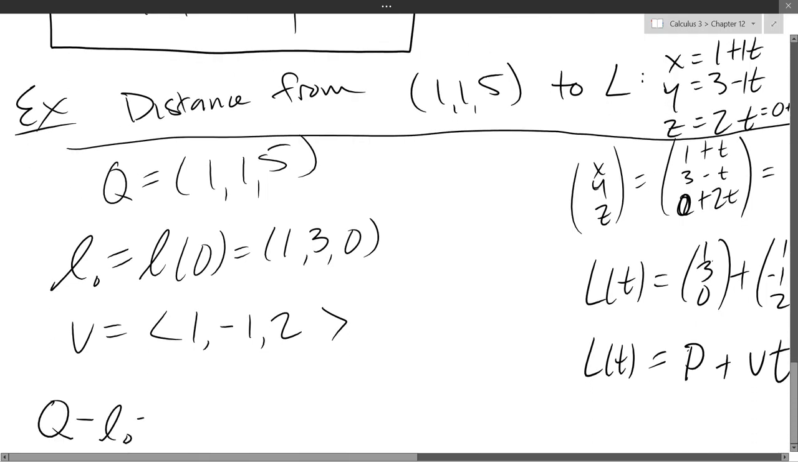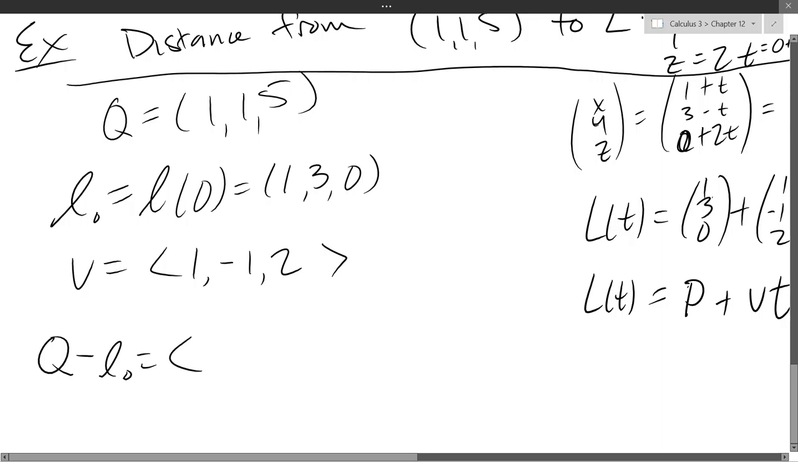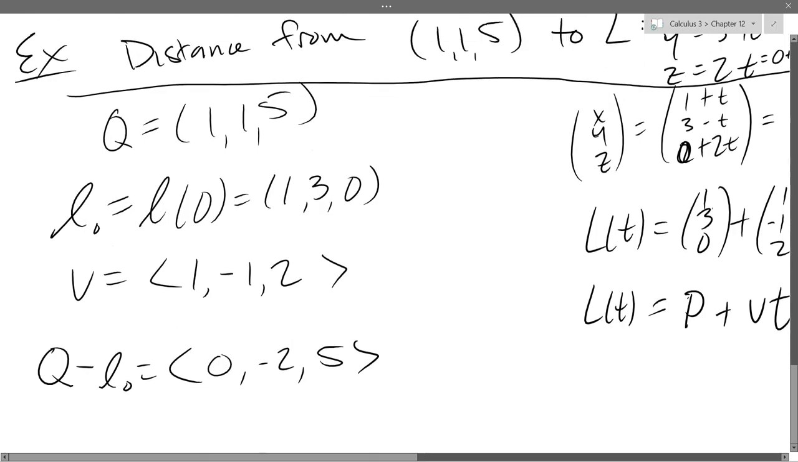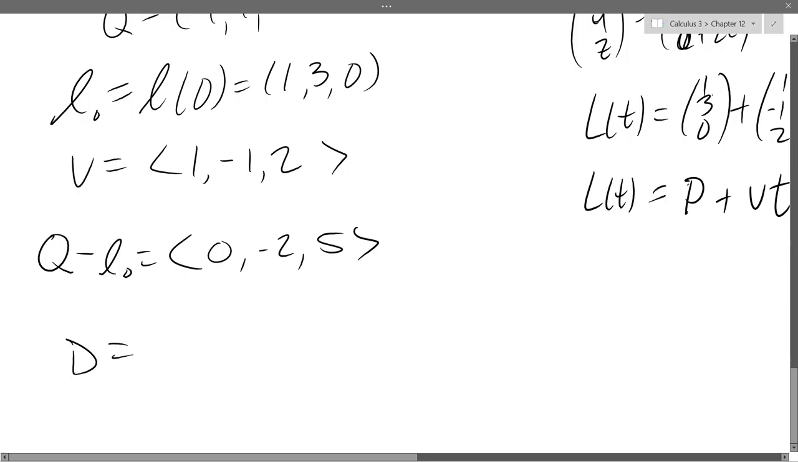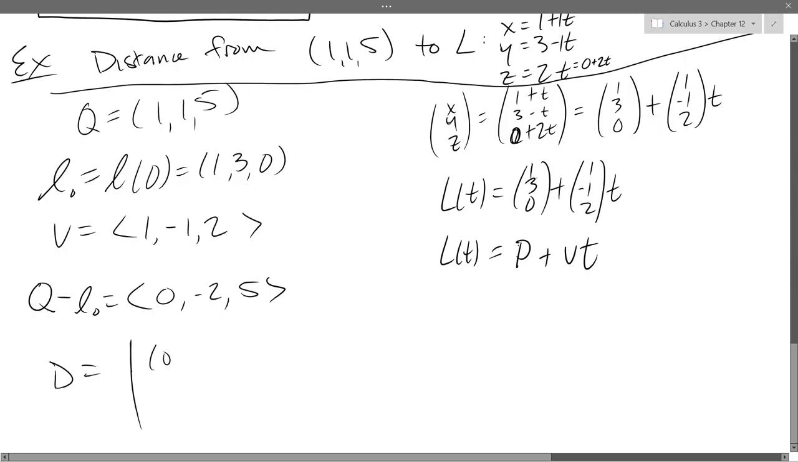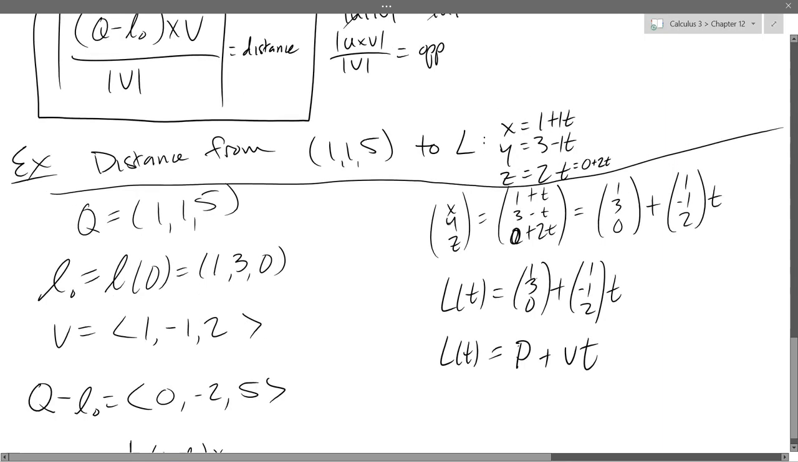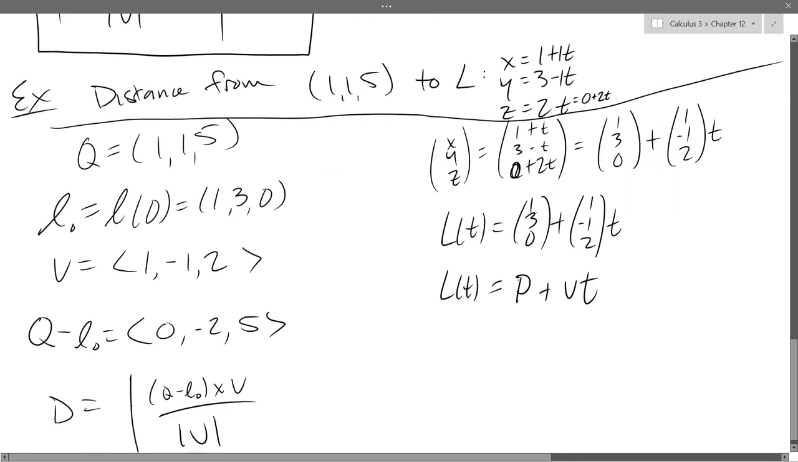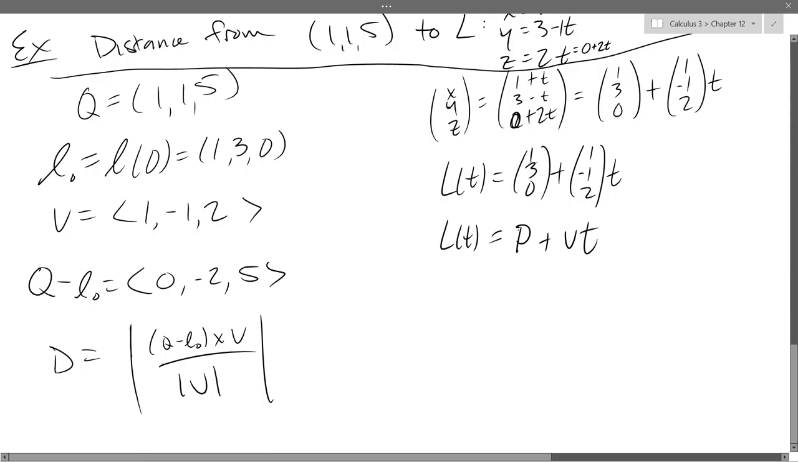Once we have these three pieces of information, we're ready to go and do cross product. Oh, we still have to subtract. So we need to go q minus l naught. So that'll be 0, 1 minus 3, negative 2, 5 minus 0 is 0. No, that's 5. So now we're ready to use, finally, the distance equation. So it is the magnitude of that q minus l naught cross v, over magnitude v.